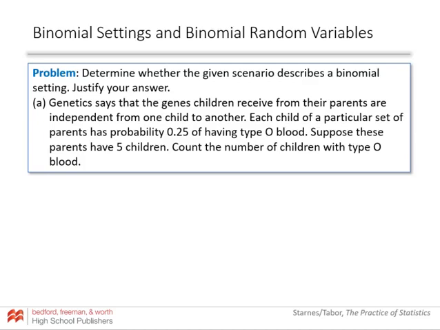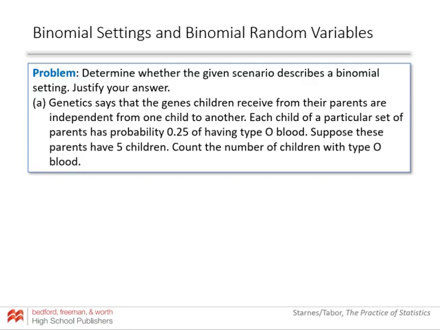Genetics says the genes children receive from their parents are independent from one child to another, and each child of a particular set of parents has 0.25 probability of having type O blood. Suppose these parents have 5 children, count the number of children with type O blood. Is this a binomial setting?